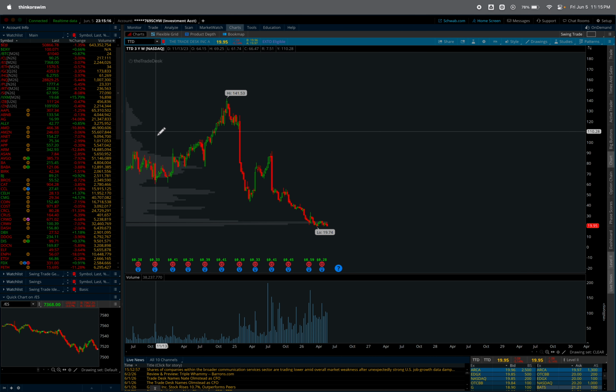And so I kind of skipped over the low volume nodes are just areas where there's not much volume traded. So a lot of times what happens is you'll see a stock kind of just go right through those levels. So you might see it rip right through instead of encountering any true levels of buyers and sellers stepping in at those levels. So that's kind of a summary of volume profile and how we use it.